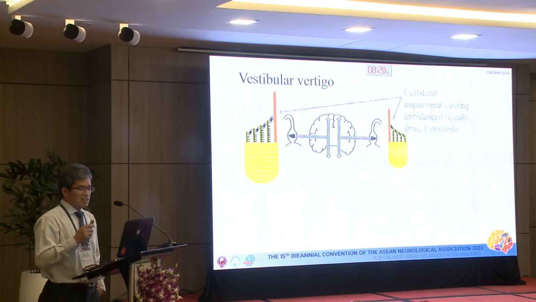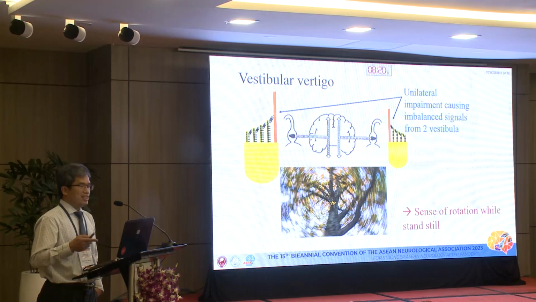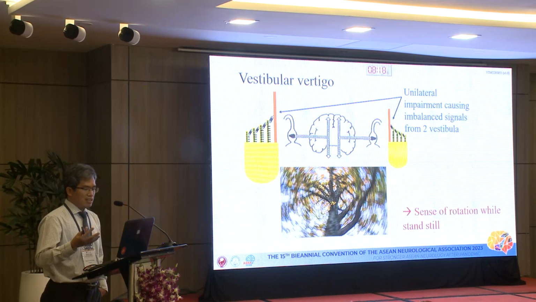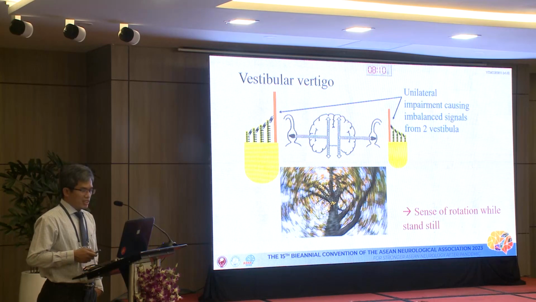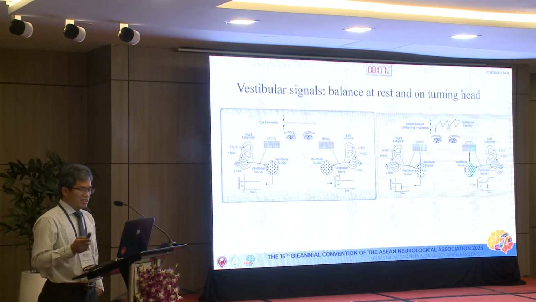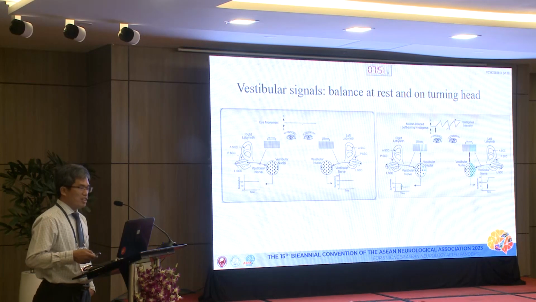But if there is damage on one side, there's an imbalance between the signals of the two sides, and our brain will sense that it is rotating even if the head is not moved. So that is the illusion of motion. It's the real vertigo of the vestibular system. We can see here a little more detail about what happens when the patient is at rest, and when turning the head it is normal. We have an imbalance between the two, but it is appropriate with the motion of the head, so it's a normal sensation.